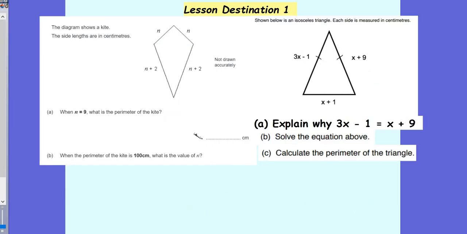Okay, Year 7, in your light blue books now, can you have a go at these two questions for me? The kite and the triangle. Pause the video for 5 to 10 minutes and have a go at those questions now.